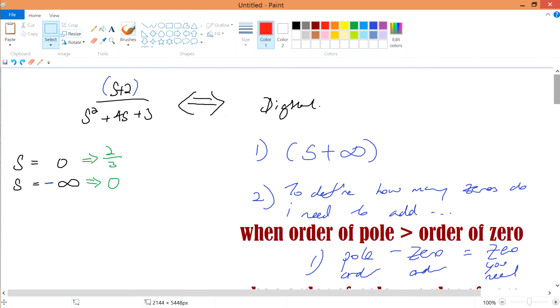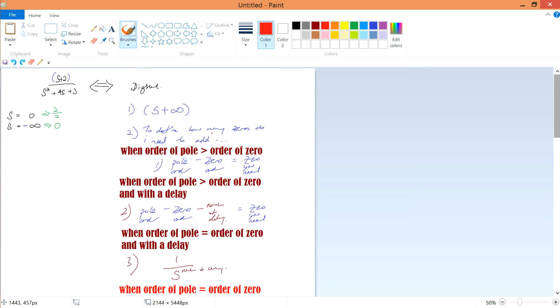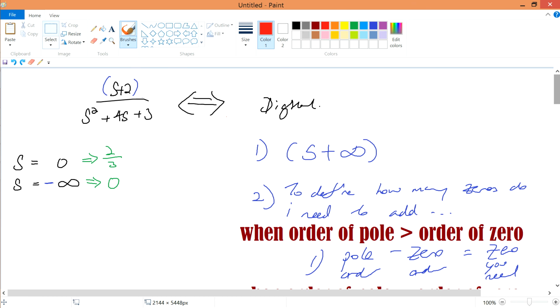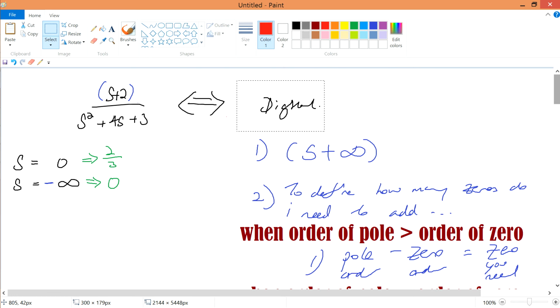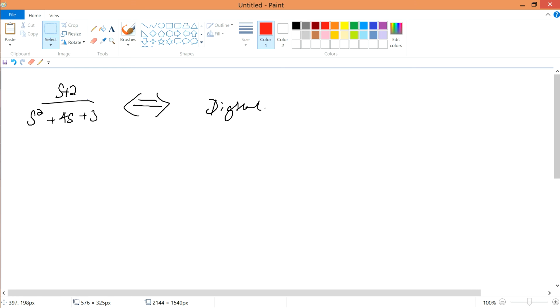Okay, so in the previous video we mainly talked about the S domain, how to find your hidden zeros. Now we're going to discuss how to transform the S domain into the digital system. Alright, what do we do? So I'll just copy this one and paste it all over here. Okay, so let's just start it out.